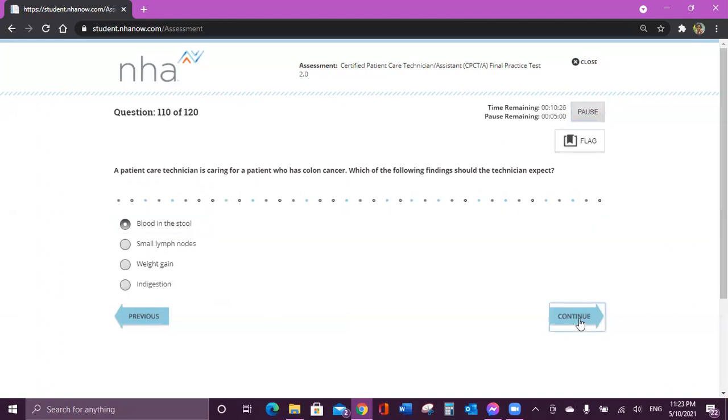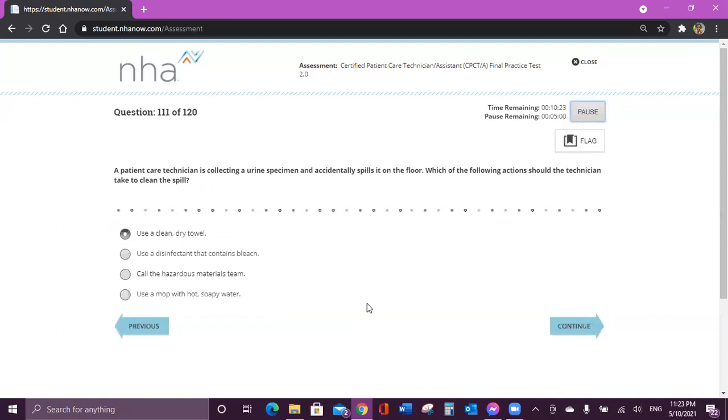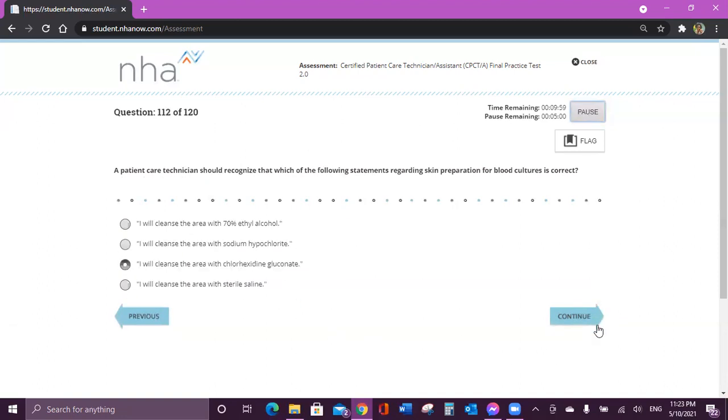A patient care technician is collecting a urine specimen and accidentally spills it on the floor. Which of the following actions should the technician take to clean the spill? Use a clean dry towel? No. Use disinfectant that contains bleach. Yeah, that one. Use a strong material.